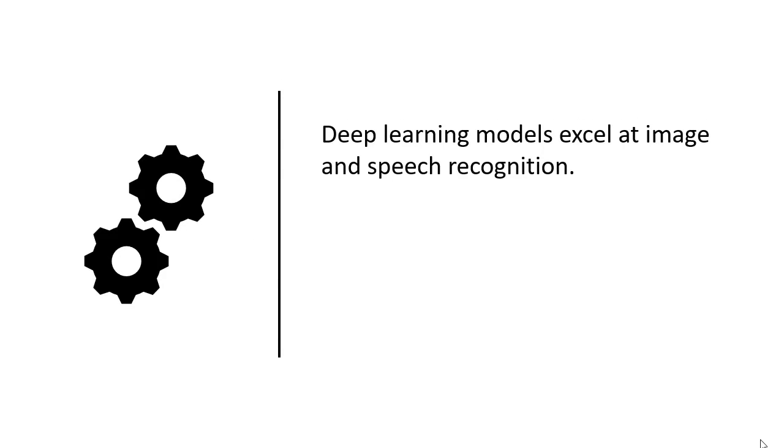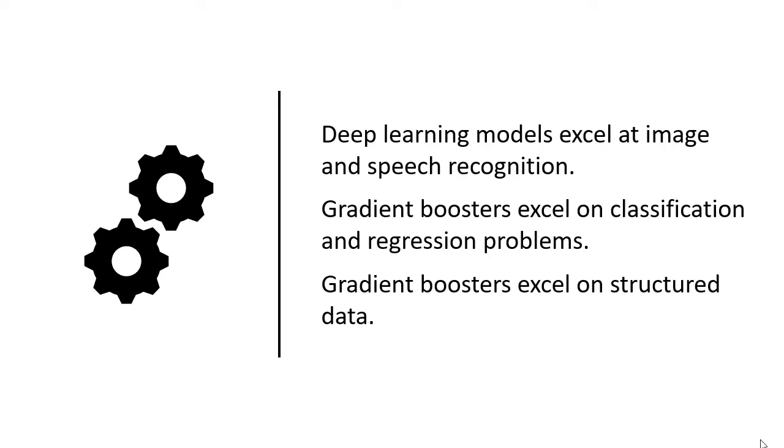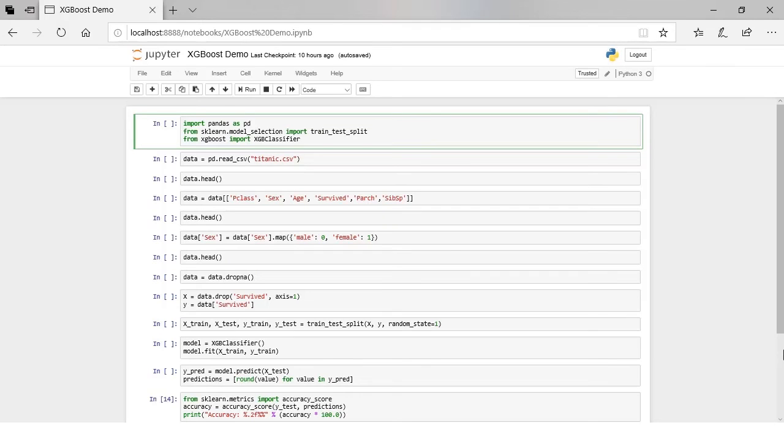However, most applied machine learning is supervised. That means the models are built against highly structured data sets. Most of supervised machine learning fits into two categories: classification and regression problems. A class of traditional models known as gradient boosters are more accurate, less computationally intensive, easier to explain, and excel at classification and regression problems. All right, let's move over to a Jupyter notebook and build a traditional model using Python.